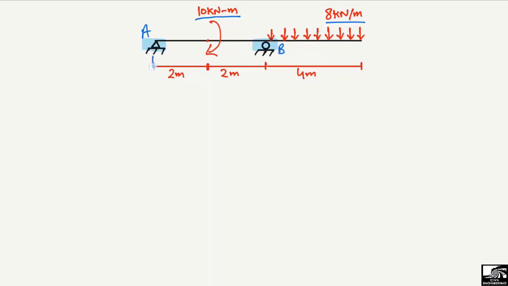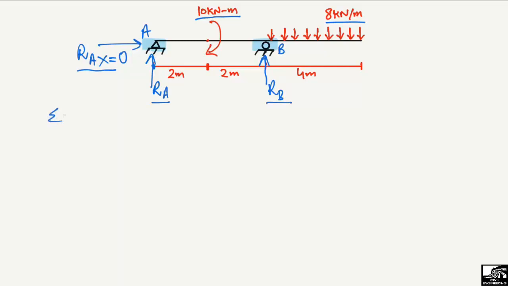It is a hinge support at A, so it can take the vertical reaction RA, and it can also resist the horizontal reaction Rx. But as we can see, there is no horizontal load acting on this beam, so we can directly say that Rx is equal to 0. Here it is a roller support, so it can only take the vertical load RB. So we have to find RA and RB, and since Rx is equal to 0, we don't need to find it. Now, to find the support reactions, we can use three equilibrium equations.